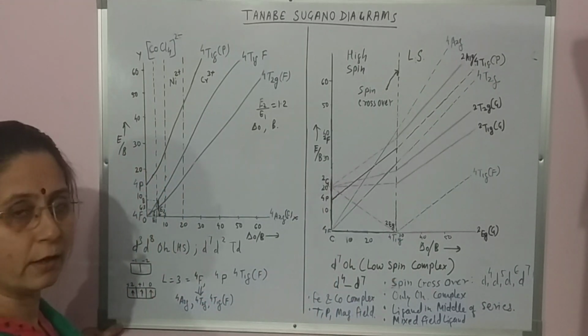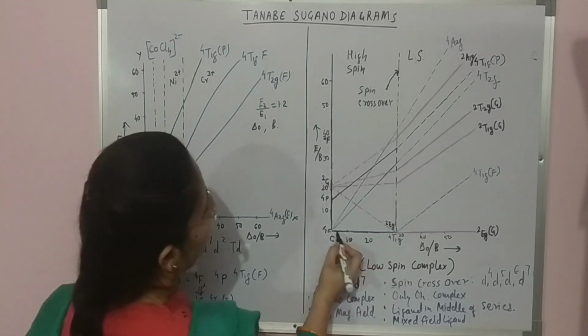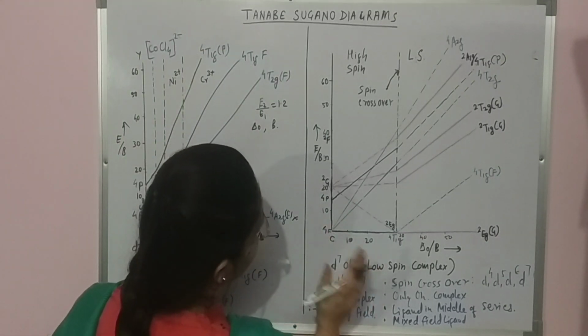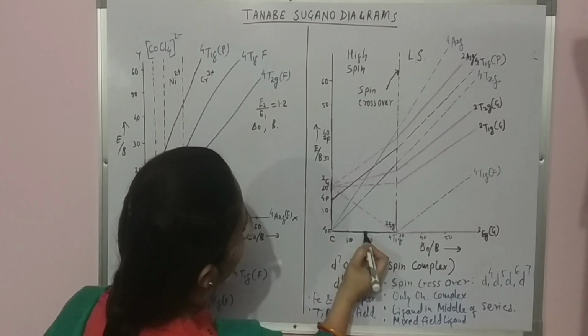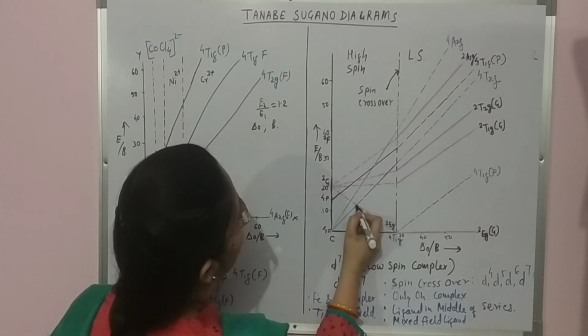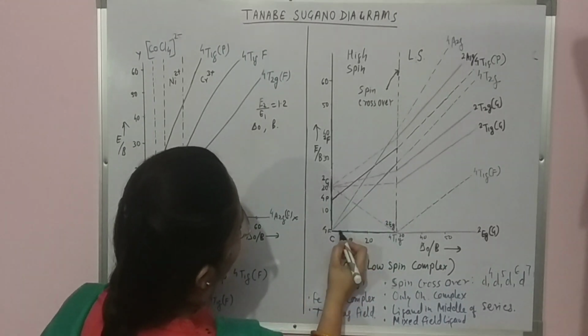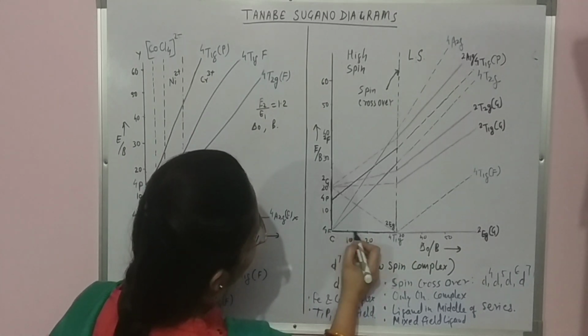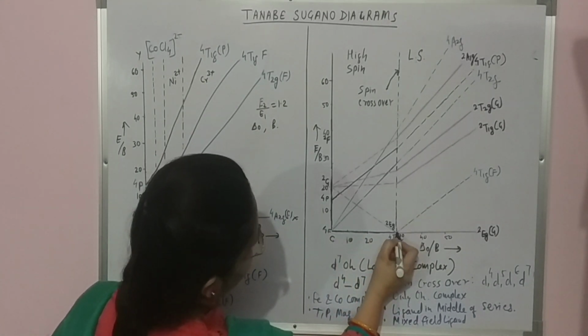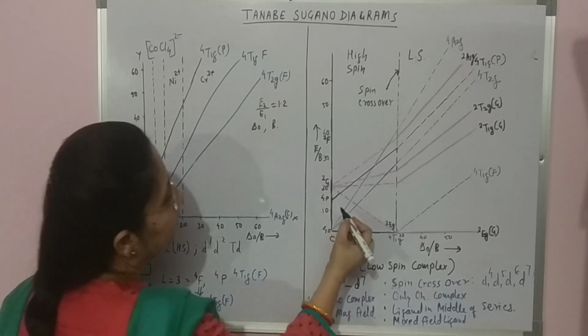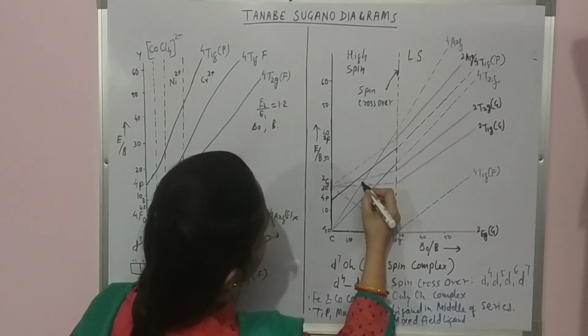Okay, this is already clear from the Orgel diagram. So the 3 excited state terms are there: 4T1g, 4T2g, and 4A2g. 4T1g is the lowest energy term, so it will form the x-axis up to this point. Then next is 4T2g, and next is 4A2g.